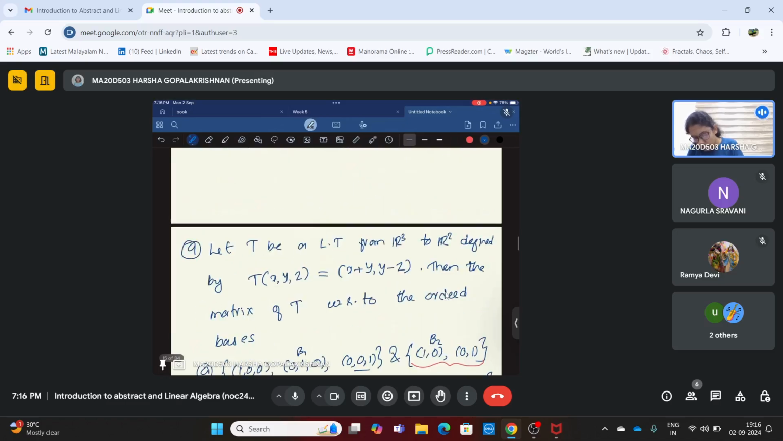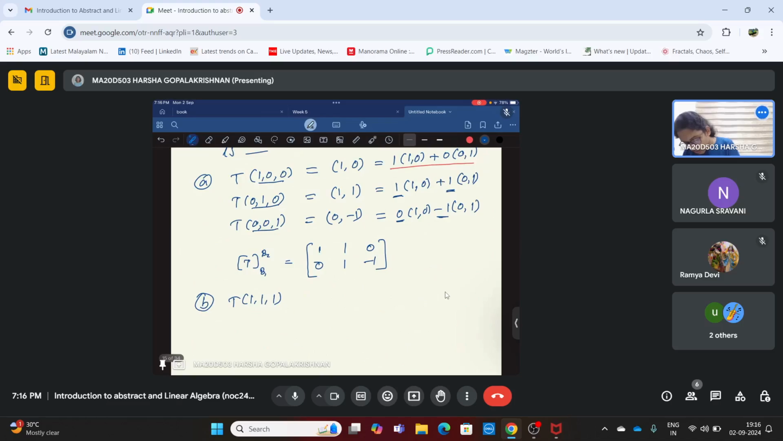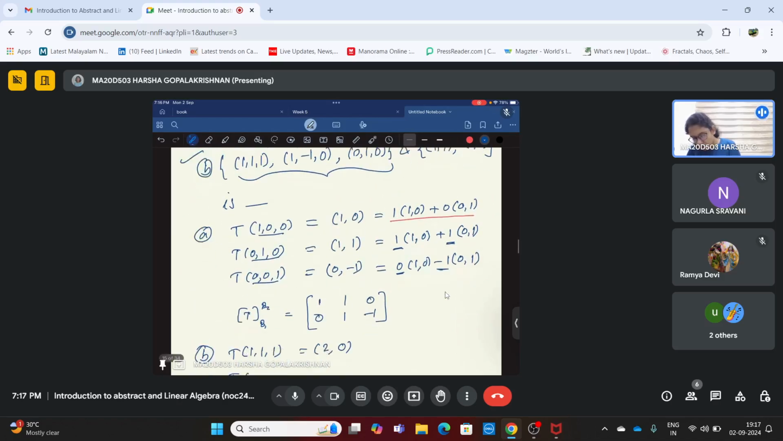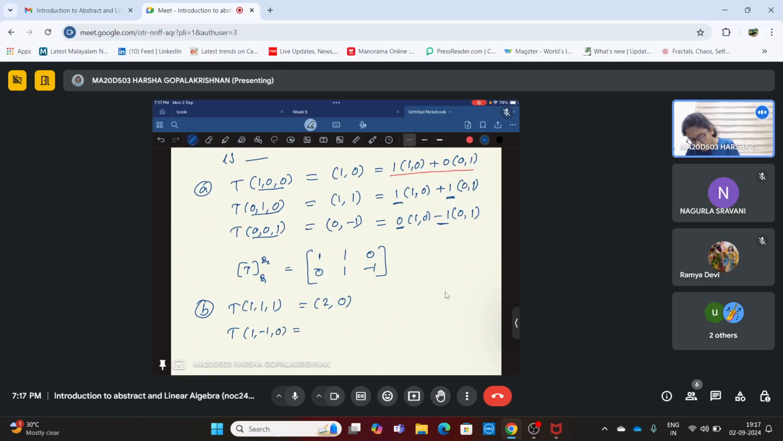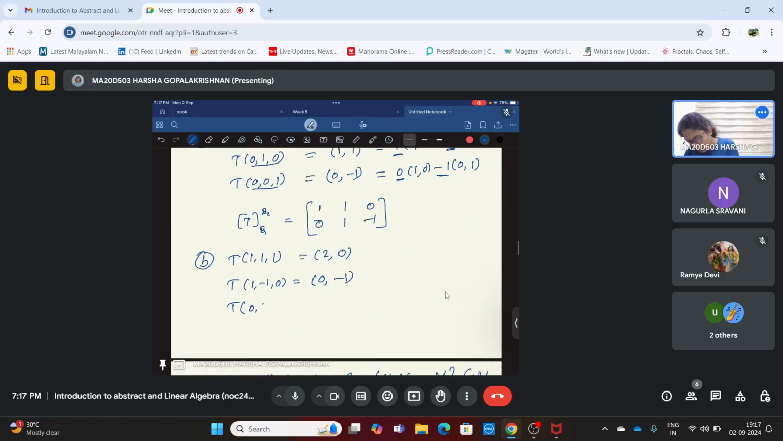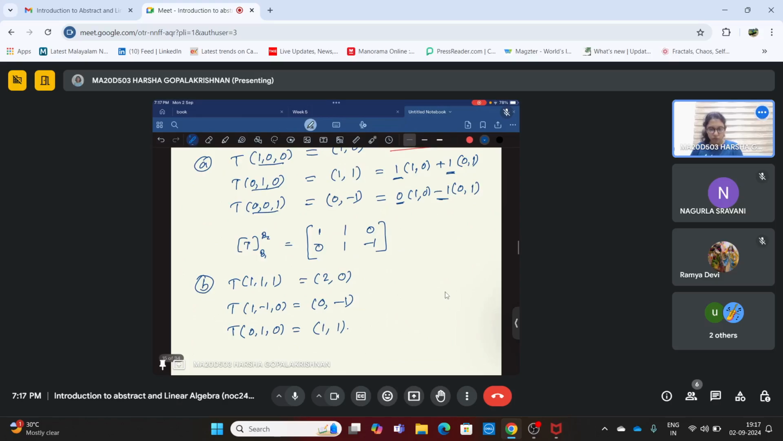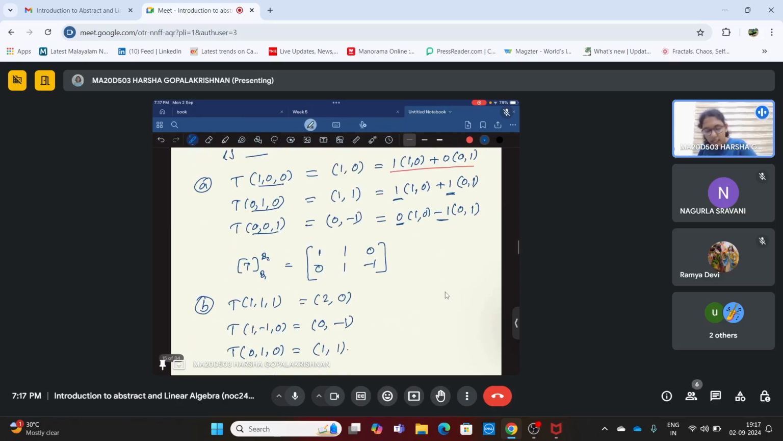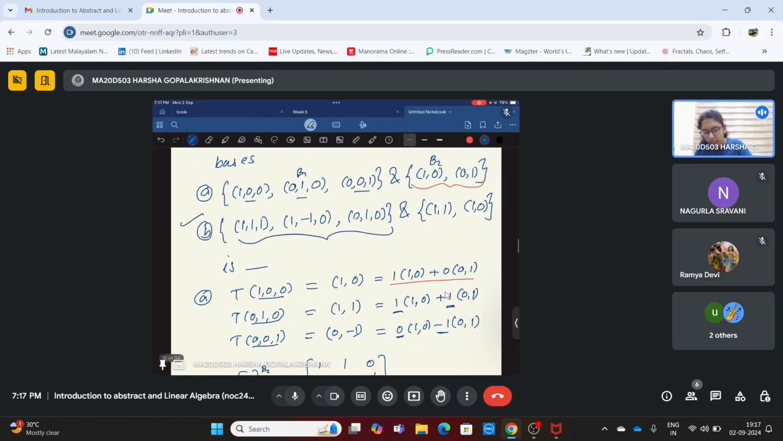Okay. And the equation is T(x, y, z) = (x + y, y - z). And what is T of (1, -1, 0)? It is (x + y, y - z). And the third element is (0, 1, 0), right? T of (0, 1, 0) is (x + y, y - z). Fine. So we have written. Now what we need? We should write the obtained (2, 0), (0, -1), (1, 1) as a linear combination of this basis. Not the earlier basis, not the standard basis, but the given basis (1, 1), (1, 0).